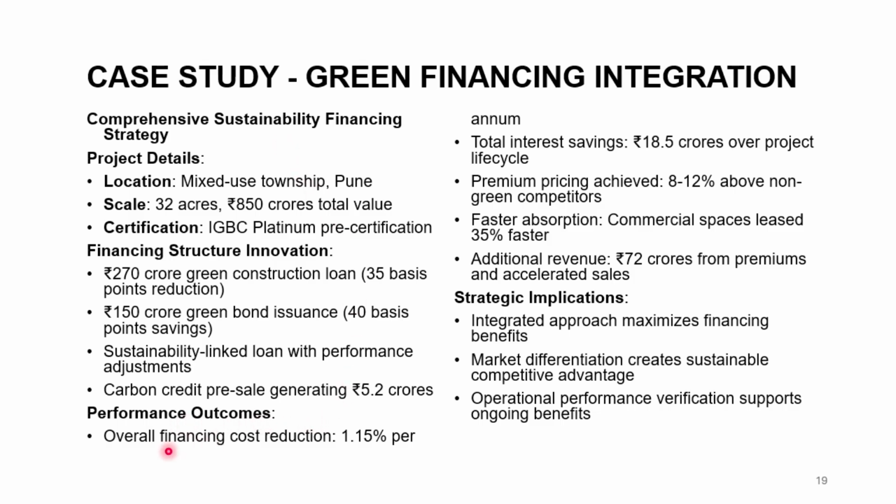And the performance outcome will be overall financing cost reduction of 1.15% per annum. So that is a significant cost at such a high level of investment. And total interest saving is of 18.5 crores over project life cycle. Premium pricing achieved 8 to 12% above non-green competition. So 8 to 12% above the non-green competition for premium pricing, because the project is IGBC Platinum pre-certification.